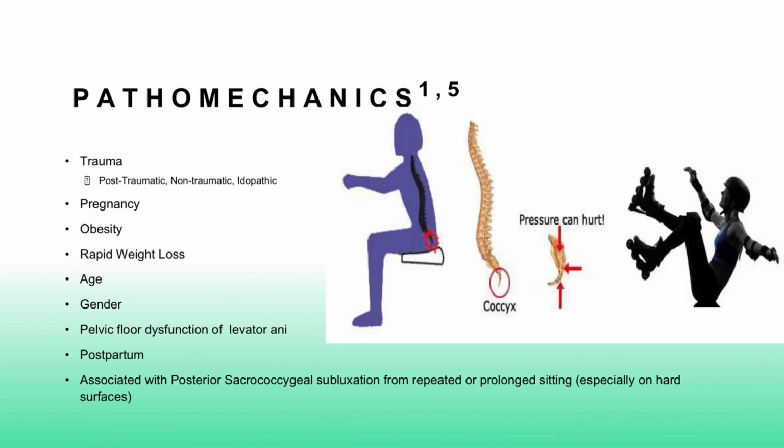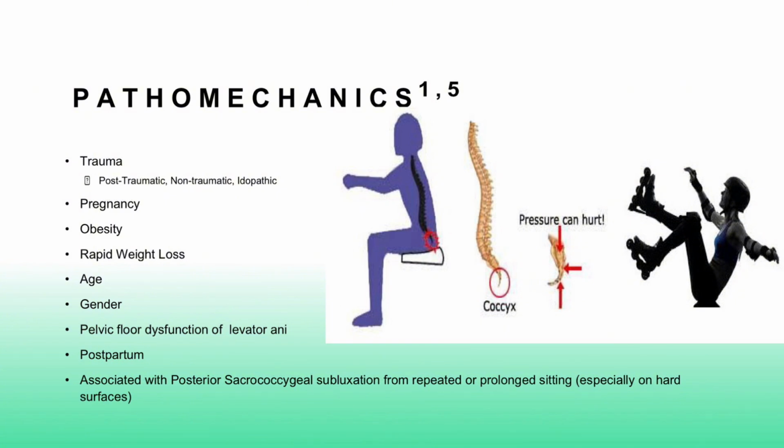Okay, so the pathomechanics of this condition include these listed. Direct trauma to the coccyx, such as falls or impact injury, is a common cause. This can lead to bruising, fractures, and ligament damage, causing instability or misalignment. During pregnancy, hormonal changes cause ligament relaxation and pelvic floor stretching, which can cause alignment and mobility issues. With obesity, the coccyx is more vulnerable to increased intrapelvic pressure while sitting.